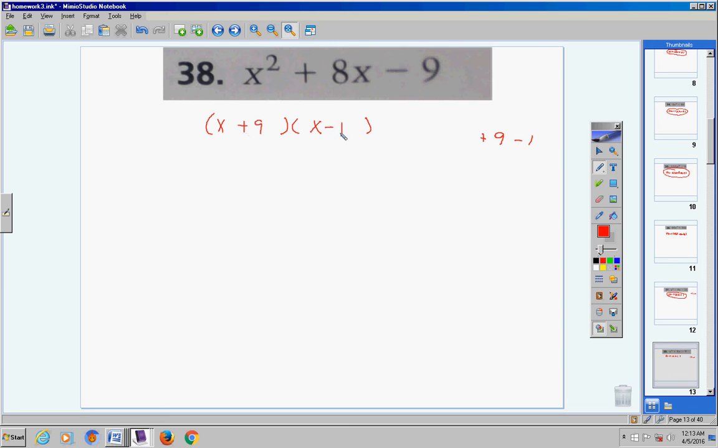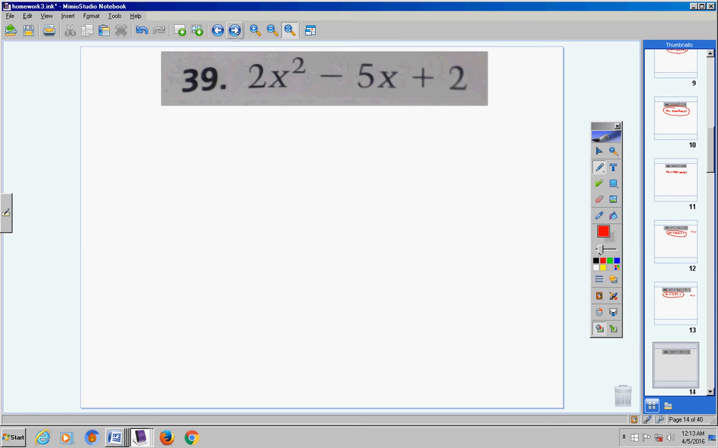Now we cannot take that further because each one of those binomial parentheses does not have perfect cubes or perfect squares. Let me check the back of the book to make sure we have not made a mistake, and we are good. Let's move on. Number 39.